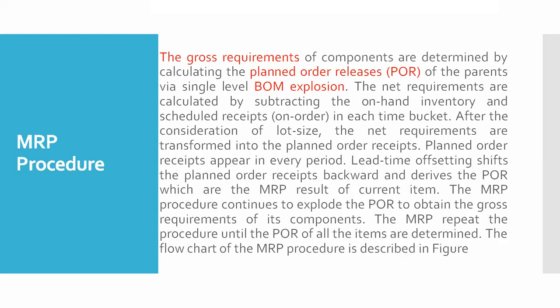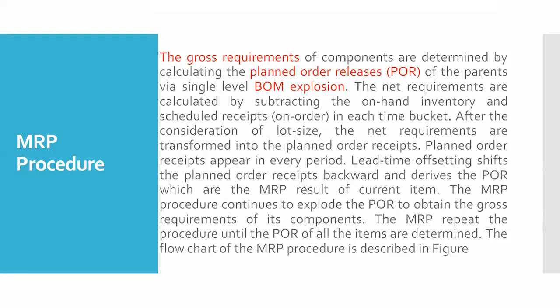The MRP procedure includes the gross requirements of components, which are determined by calculating the planned order release of the parents via a single level of the bill of material explosion. Net requirements you can calculate by subtracting the on-hand inventory and scheduled receipt on order in each time bucket, and after consideration of lot size, the net requirements are transformed into planned order receipt.